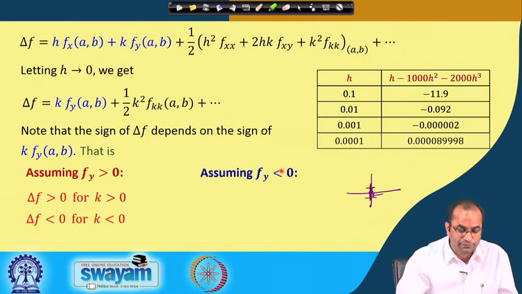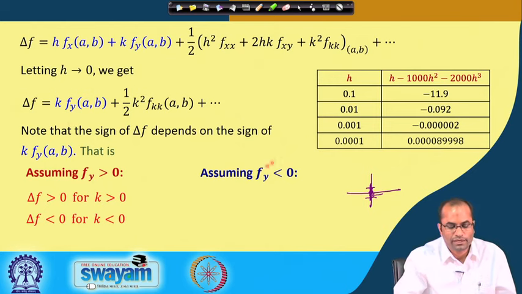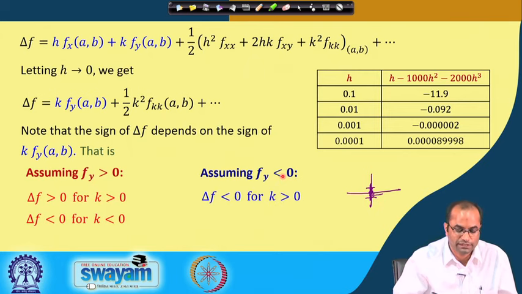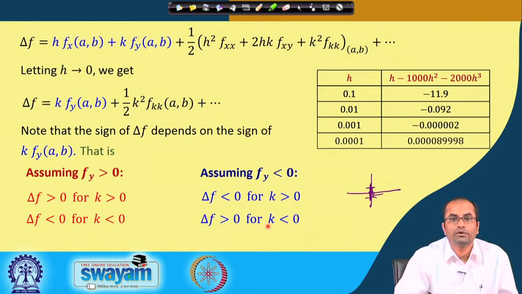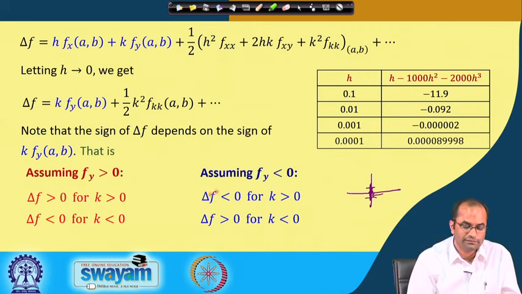And if we assume the opposite, because we do not know what f_y is at this point (a, b), if it is negative, then again we have delta f less than 0 and delta f greater than 0 at points in the neighborhood. So, what we observe here is that whether f_y is positive or negative, delta f is changing its sign.